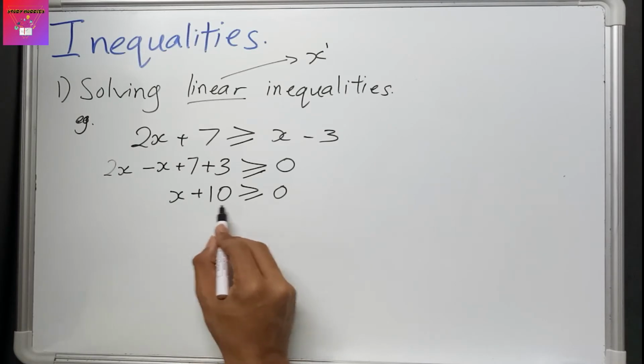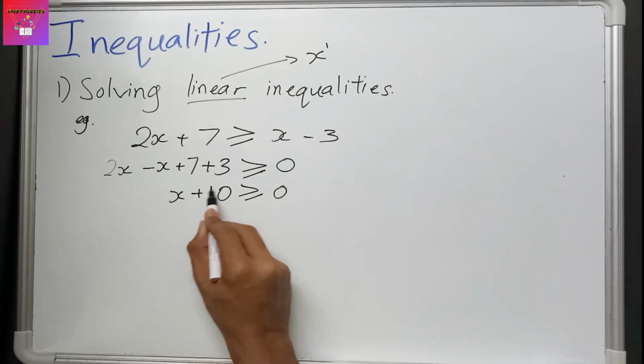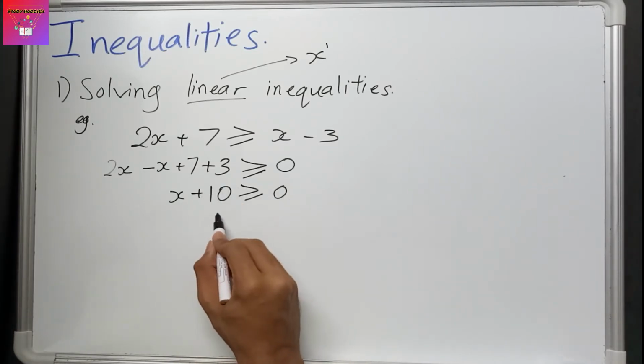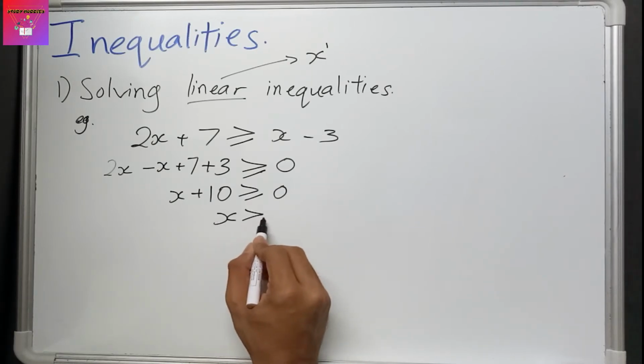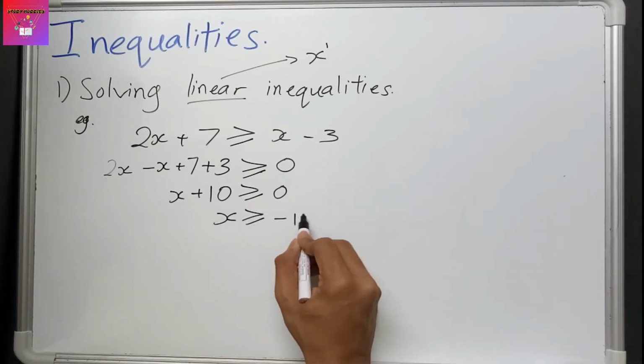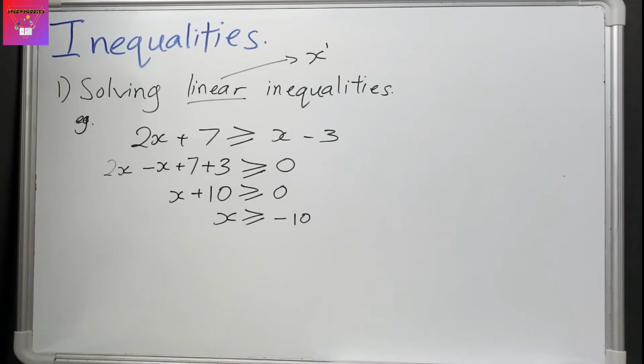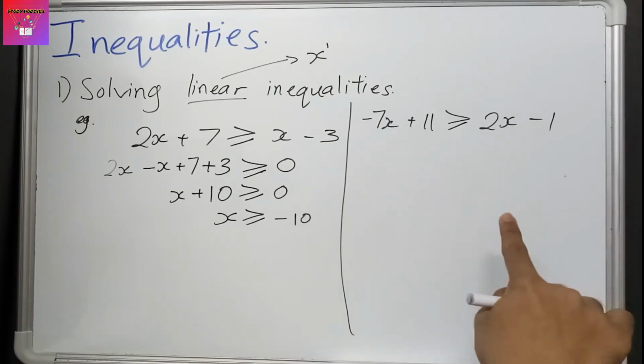So now how am I going to find the value of x? Very logically, I'm just going to bring the positive 10 to the right hand side of the equation. So it's going to be x is greater than or equal to negative 10. That's the whole solution for this question. Now let's take a look at our second example.